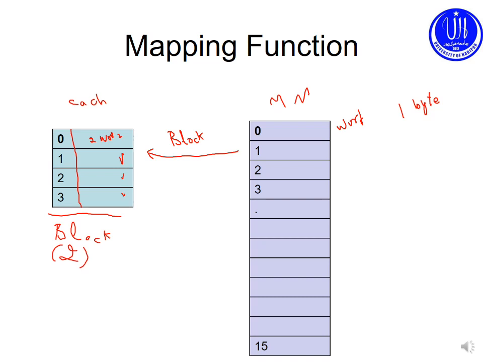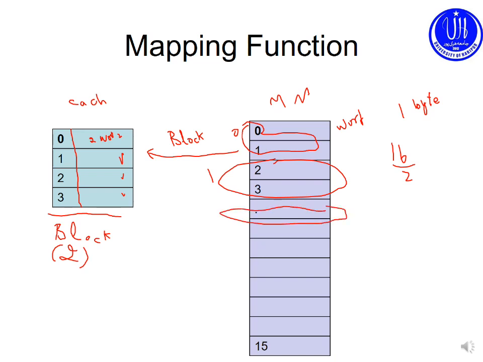So we have 16 words here in this example, so we divide 16 by 2. These 2 are block 0, the next 2 block 1, the next 2 block 2, and so on, and the last 2 block number 7. Meaning that we divide 16 by 2, so there are 8 blocks in total.